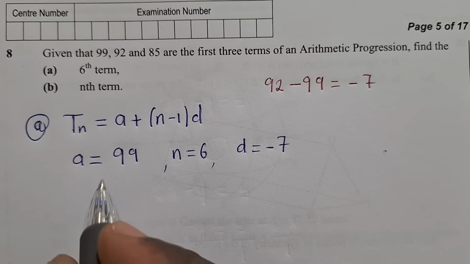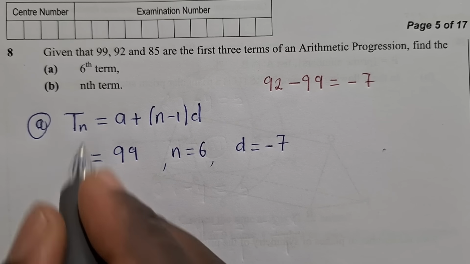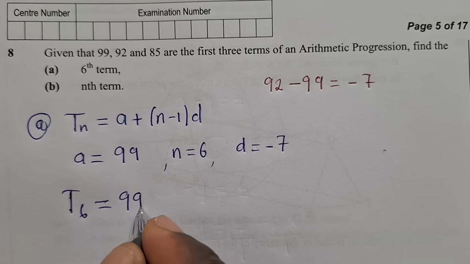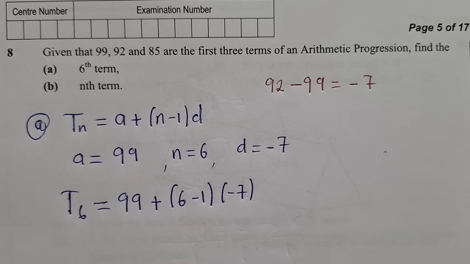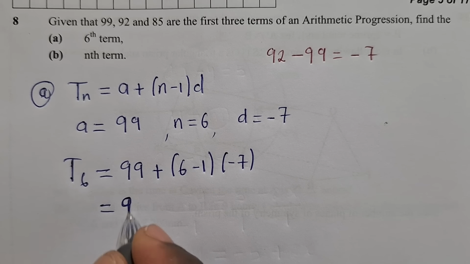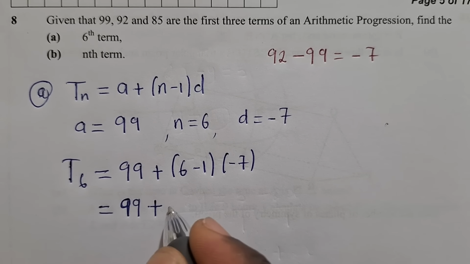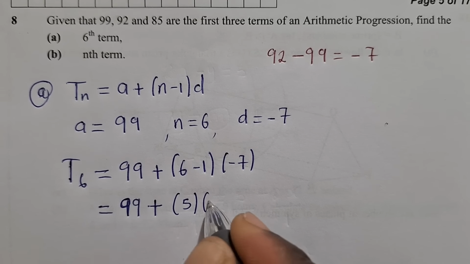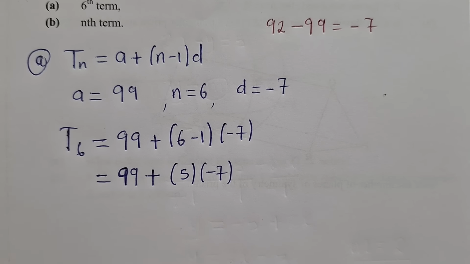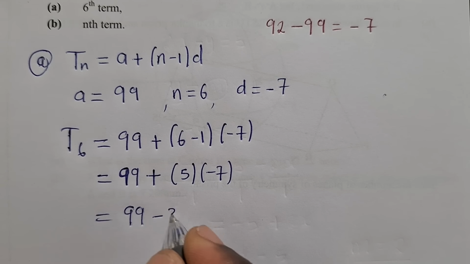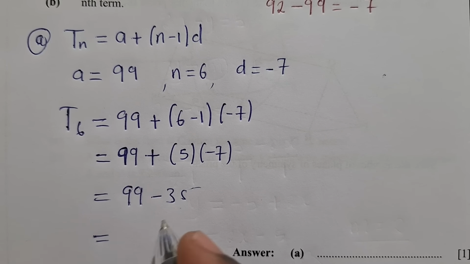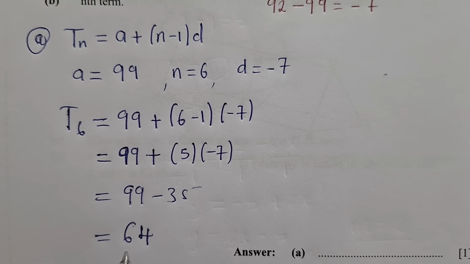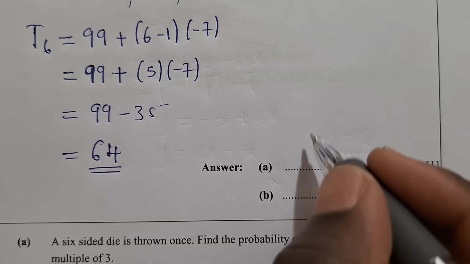So we shall say T6 here is equal to 99 plus 6 minus 1, the d is negative 7. So we simplify further. This is 99 plus 5 times negative 7 here, we are getting 99 minus 35. When you multiply here, you're getting a negative 35, which, when we simplify further, is giving us 64. 99 minus 35 is 64, and this is our answer, 64.